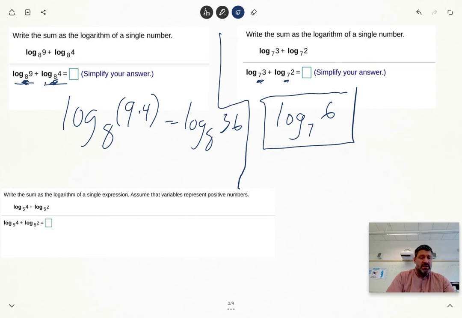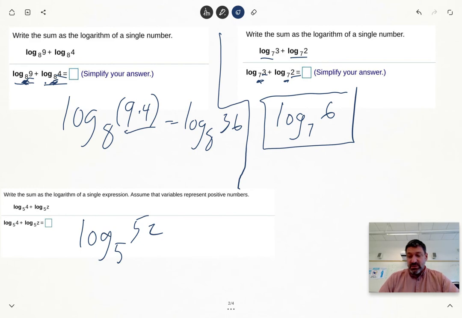Okay. And same thing when we're dealing with variables here. In both of these cases, we multiplied, and so as we're adding the exponents, we're multiplying the 3 and the 2 here, and the 9 and the 8 here. So in this case, log base 5, we can multiply them since the bases are the same, and 5 times z is simply 5z.